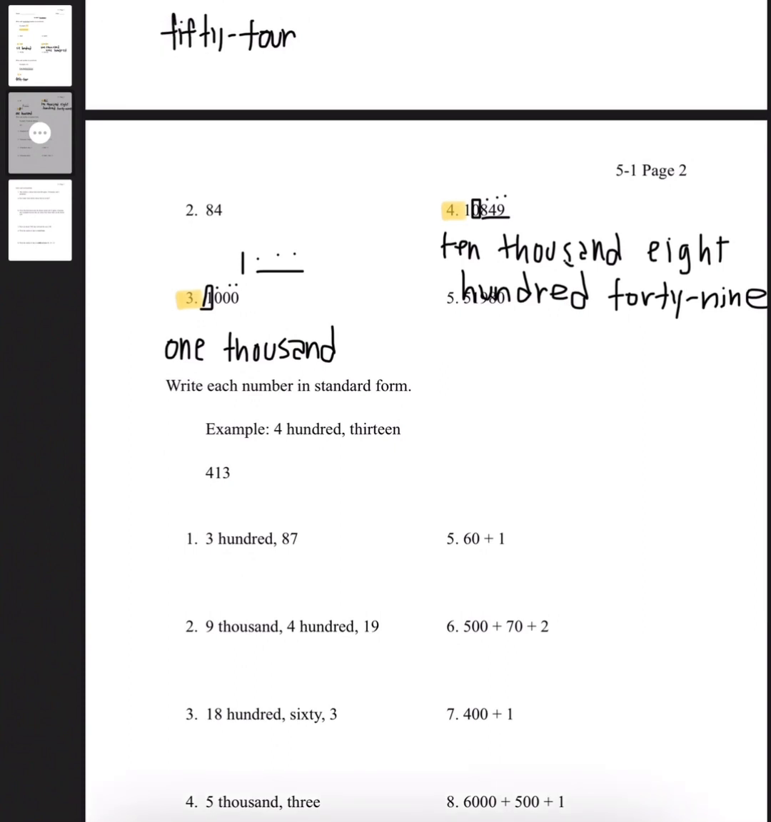Next, it tells us write each number in standard form. The example it gives us is 413, so all we do is write that in number form. So we're going to go over 1, 4, and 6. Number 1, it tells us 387. So all we do is write 387, since 3 is in the hundreds place, 8 is in the tens place, and 7 is in the ones place.